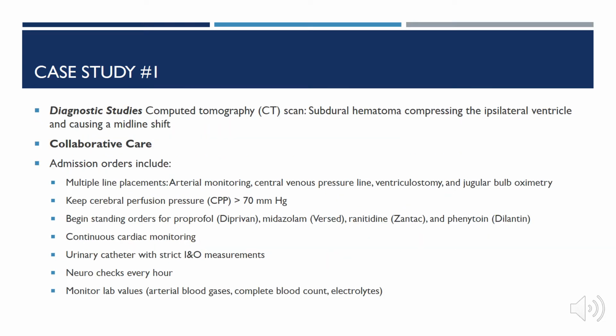So then we see they did a CT which showed a subdural hematoma compressing on the ipsilateral ventricle and causing a midline shift. So there's a nice bruise in there that's pushing so much pressure that the midline in our brain is off to the side. So there's a bunch of admission orders for us.